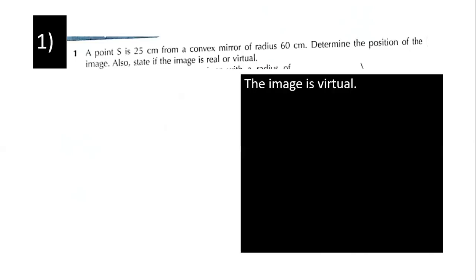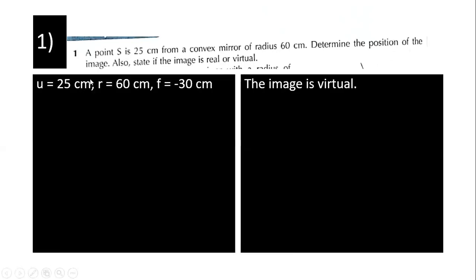Okay, 22.3. Point S is 25 cm from a convex mirror of radius 60 cm. Determine the position of the image and say if the image is real or virtual. Take a picture of it. U is 25 cm. R is 60. This is a convex mirror, so your F will be negative. It must be negative, since you have a convex mirror.